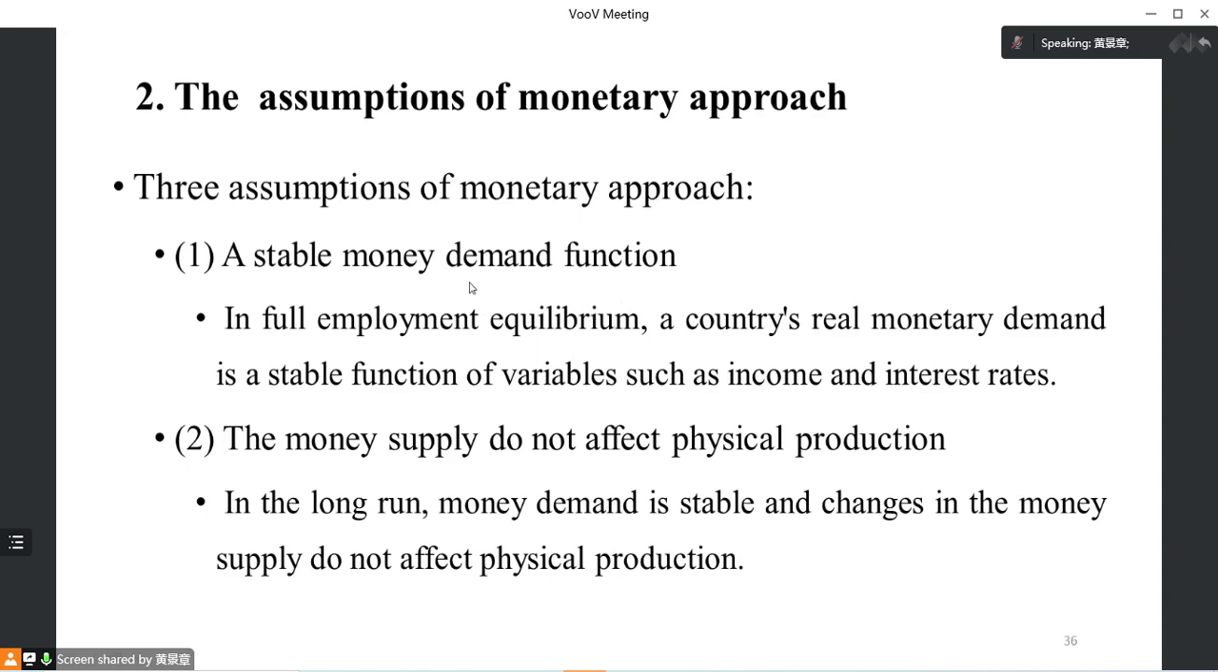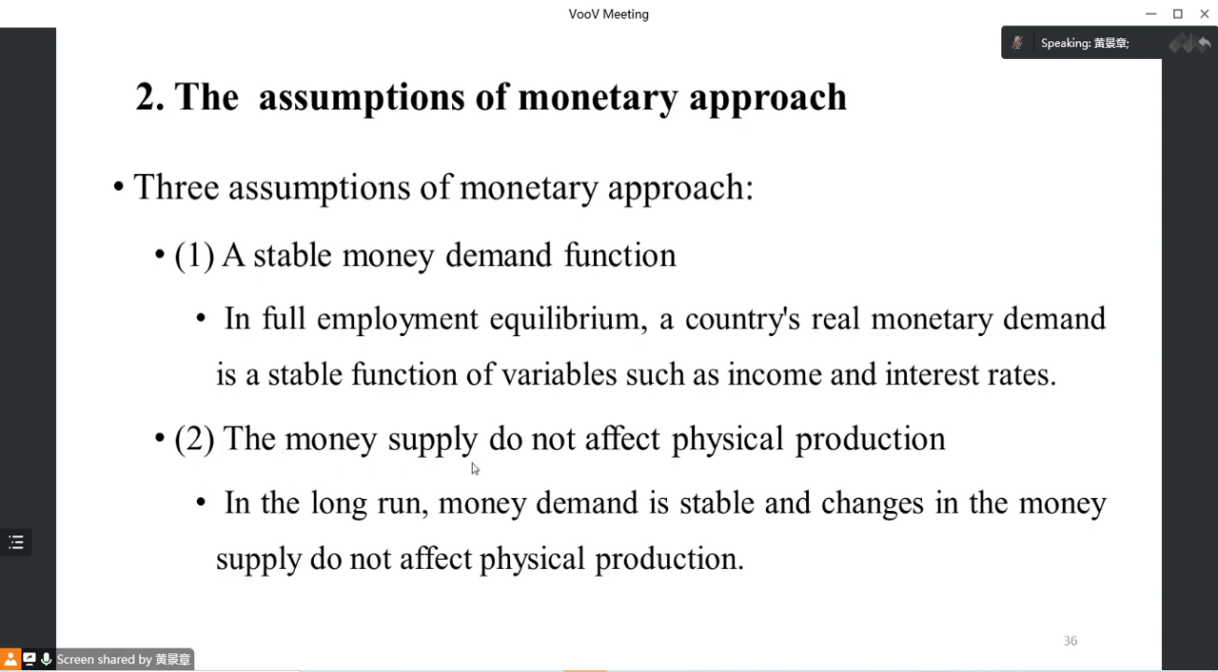In order to get a stable money demand function, this country must be in full employment equilibrium. A country's real money demand is a stable function of variables such as income and interest rate. According to this condition, we should understand the meaning of a stable money demand function.